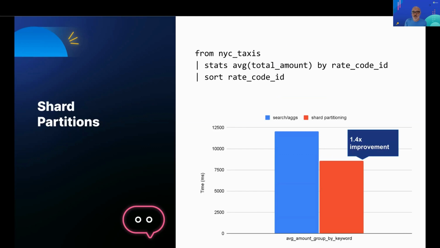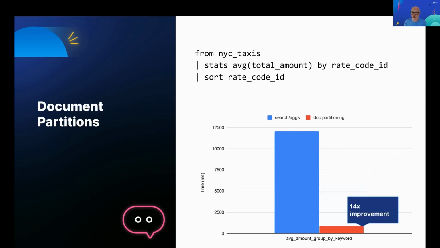Using the single thread per shard strategy, we already see some benefits. This is a simple query to find the average fare amount by rate code ID, for example, nighttime or airport rate. This gets a 1.4x improvement compared to the same query in Elasticsearch today. That's pretty neat. That's nice.